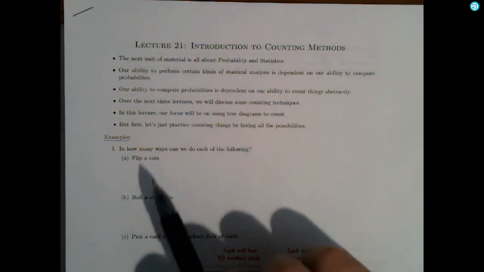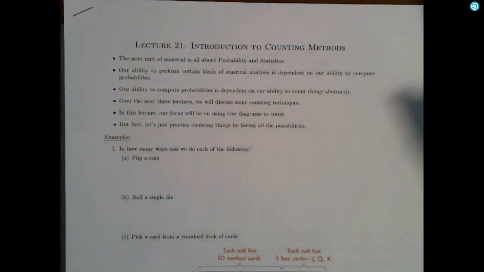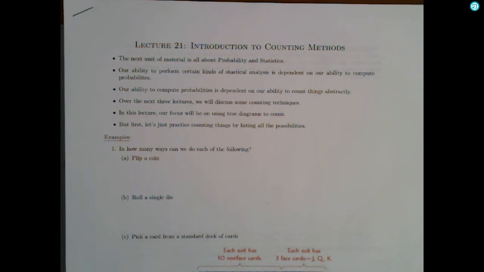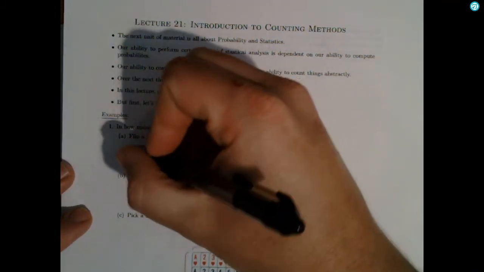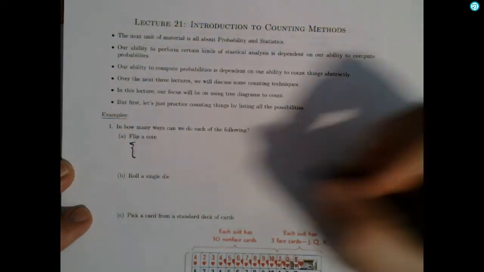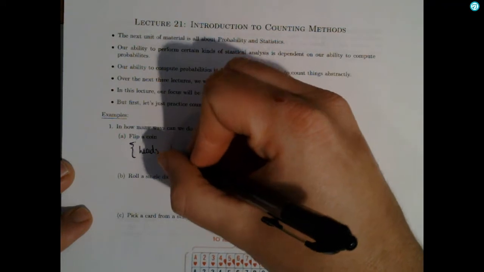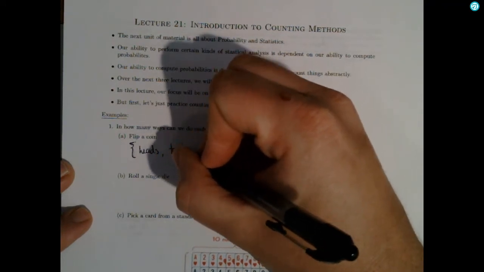And then later on in this lecture, we'll also talk about using tree diagrams to count, which we've seen in this course before. But anyway, for example, in how many ways can we do each of the following? In how many ways can we flip a coin? Well, one way to answer that question would be to list out the possibilities when you flip a coin. I'm going to use set notation to do that. If I flip a coin, one possible outcome is that I flip heads, and the other possible outcome is that I flip tails, okay?